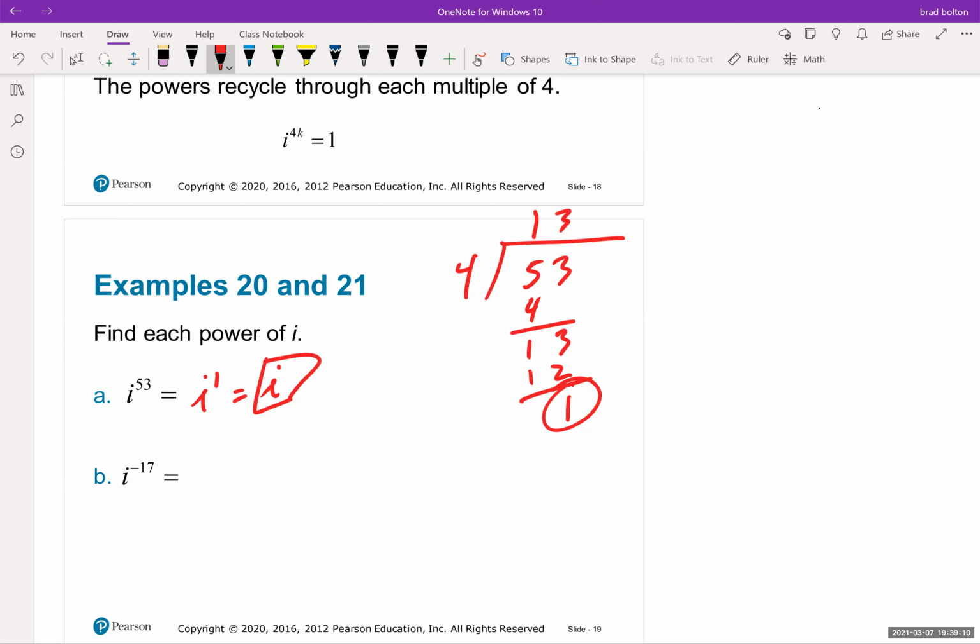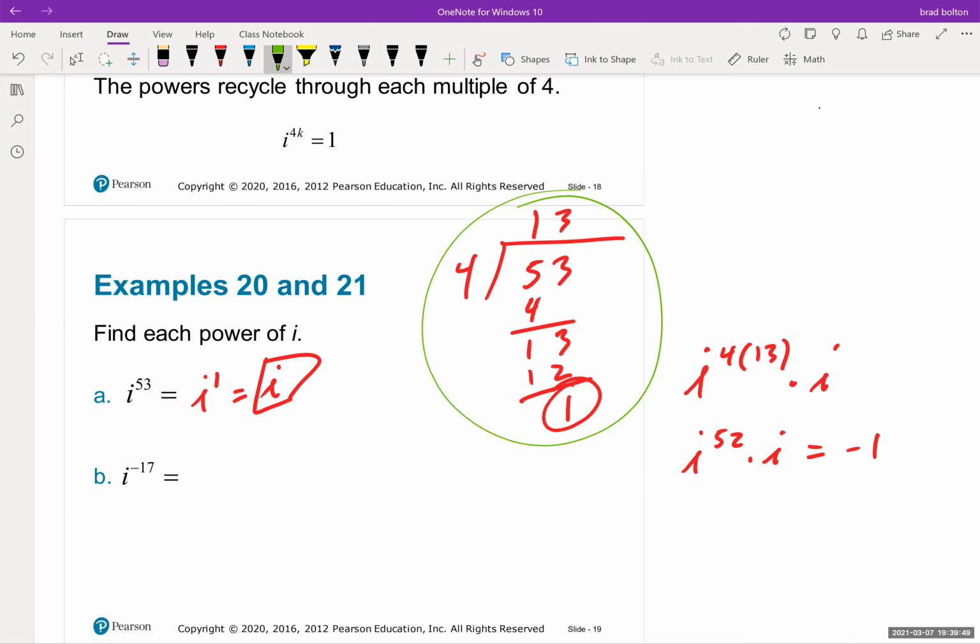I think your book wants you to do it a different way. The book wants you to try to rewrite the 53 as a multiple of 4. So we could do i to the 4 times what power could get me close to 53. So 4 times 13 would give me 52. And then I need one more, so that would be times i. So this is actually i to the 52 times i. But again, to me, that seems a little bit harder because you have to think. It's really the same thing, but I just like this method better, you guys. I would strongly recommend that.